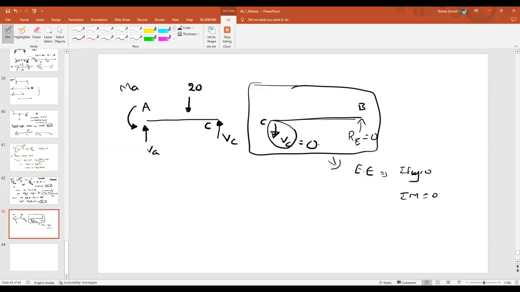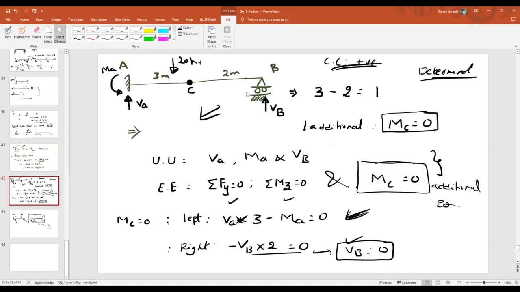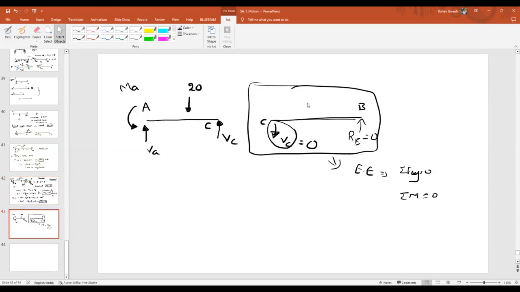That means this member CB, is it taking any force? No, sir. That means it is not taking any force. If it is 0, then what about this value? 0. This is also 0. So if I read simply VA, MA, and there will be some force here, 20.